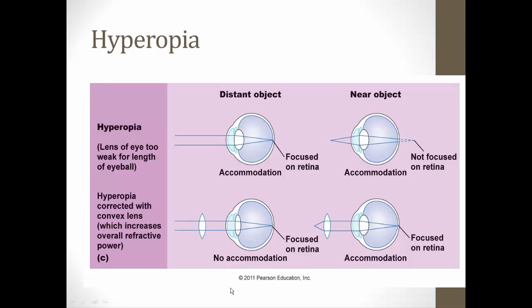To fix this, we're going to use convex lenses. Okay, we're going to help the lens out a little bit. The light coming in, hitting this convex lens, will cause it to converge a little bit, and now the lens doesn't have to do all the work. The convex lens of the glasses did some of the work for it. So now at a distance, the ciliary muscles don't have to contract to make the lens thick anymore, because again, the glasses helped out, and so there's no accommodation. We get the right focusing on the retina.